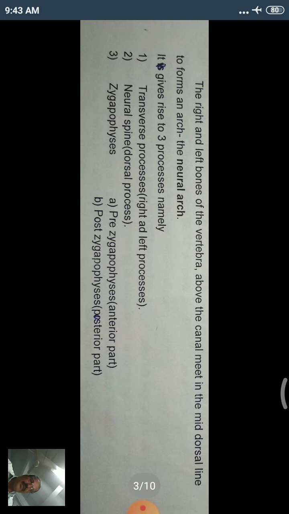The right and left bones of the vertebra above the canal meet in the mid dorsal line to form an arch, the neural arch. It gives rise to 3 processes, namely transverse processes, neural spine, and zygapophysis. Zygapophysis is of 2 types. Pre-zygapophysis is the anterior part. The second one is post-zygapophysis, the posterior part.